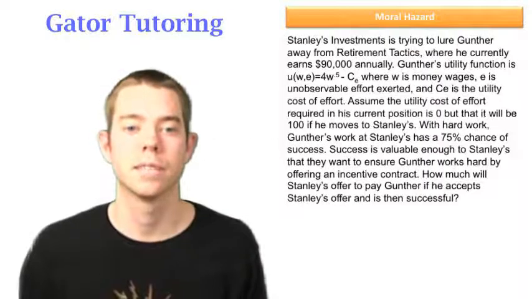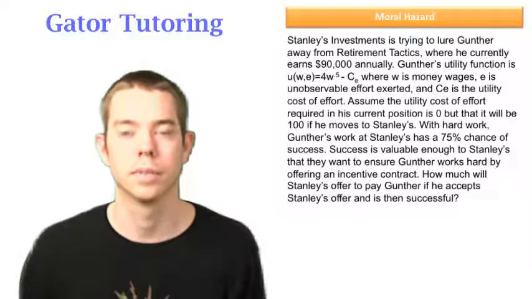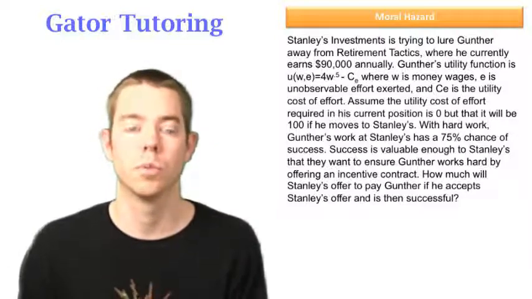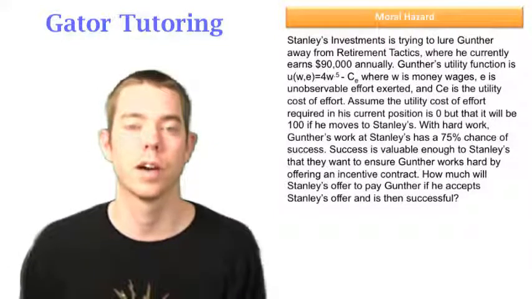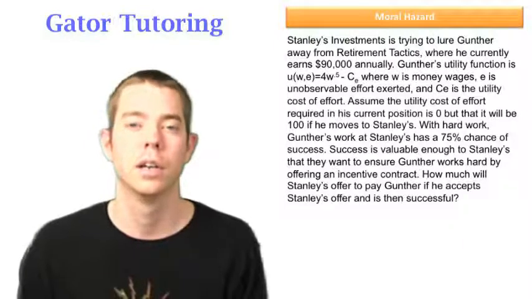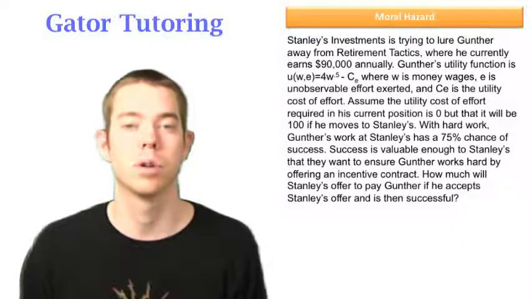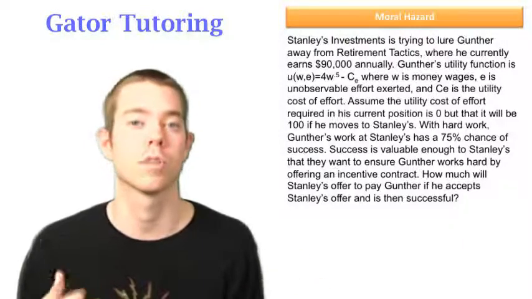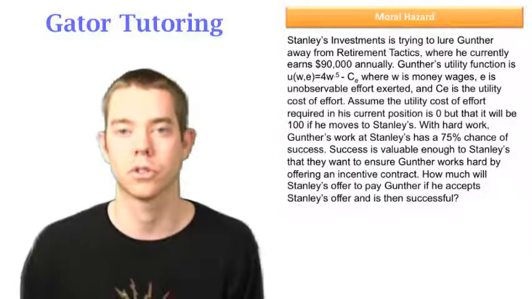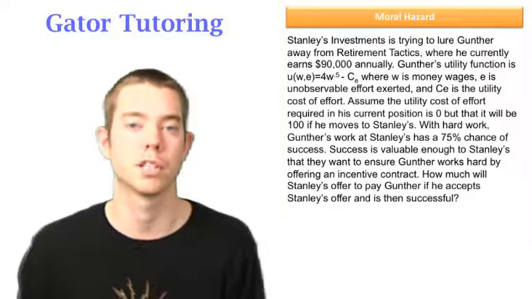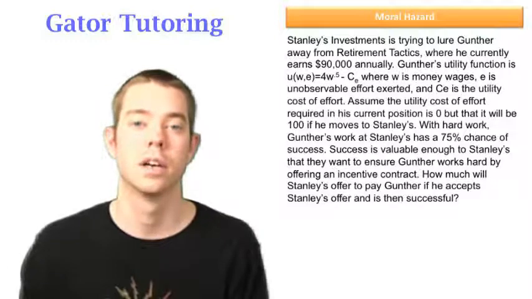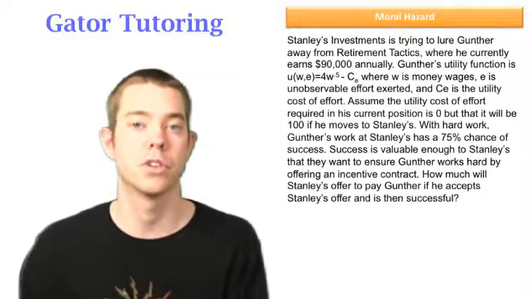It says that Stanley's Investments is trying to lure Gunther away from retirement tactics, where he currently earns $90,000 annually. So again, when we're starting these problems, we want to first identify what kind of situation we are in. Anytime they're talking about taking an employee away from his other job to come work for us, that's a moral hazard question. So we know we're going to have a participation constraint, which says, come work hard at our job, it'll be better than your other job.